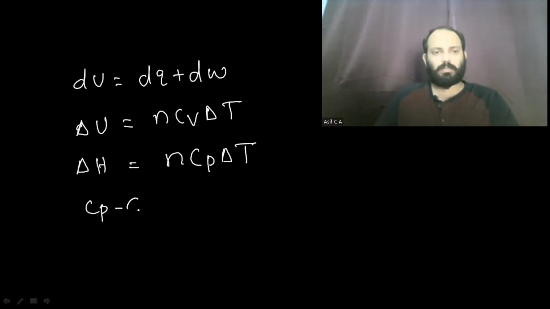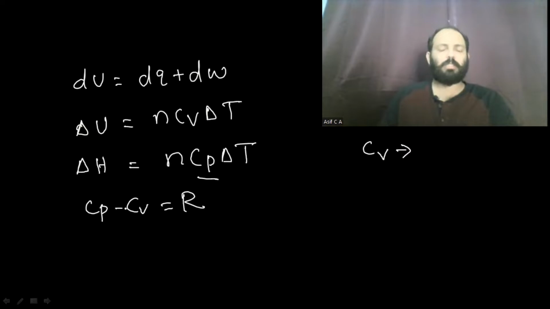And Cp minus Cv is equal to R. இதெல்லாம் உங்களுக்கு தெரிஞ்ச equation தான் இல்லையா? So here what is Cv? Cv na it is a heat capacity at constant volume. Cp heat capacity at constant pressure.